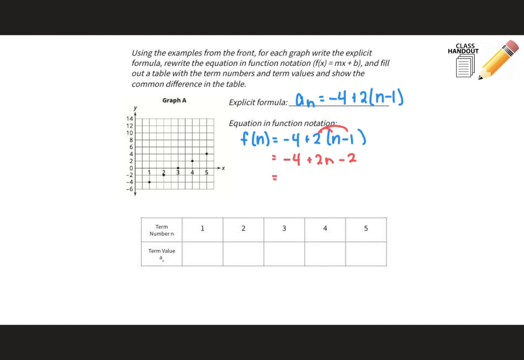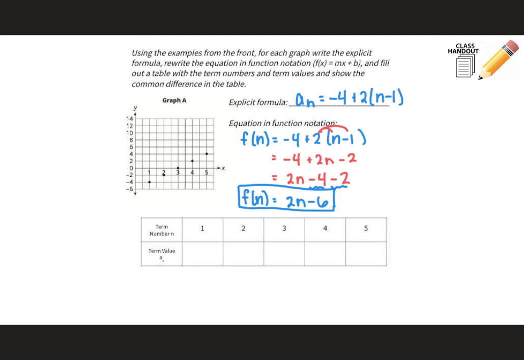Then we're going to do the commutative property. I'm going to move my numbers together and my variable separate. So it's going to be 2n, and I'm going to swap places, so the negative 4 is going to go to the right: minus 4 and then minus 2. Then we're going to combine like terms. I can combine negative 4 and negative 2, which gives me negative 6. So it's going to be 2n minus 6. So in function notation, we have 2n minus 6.